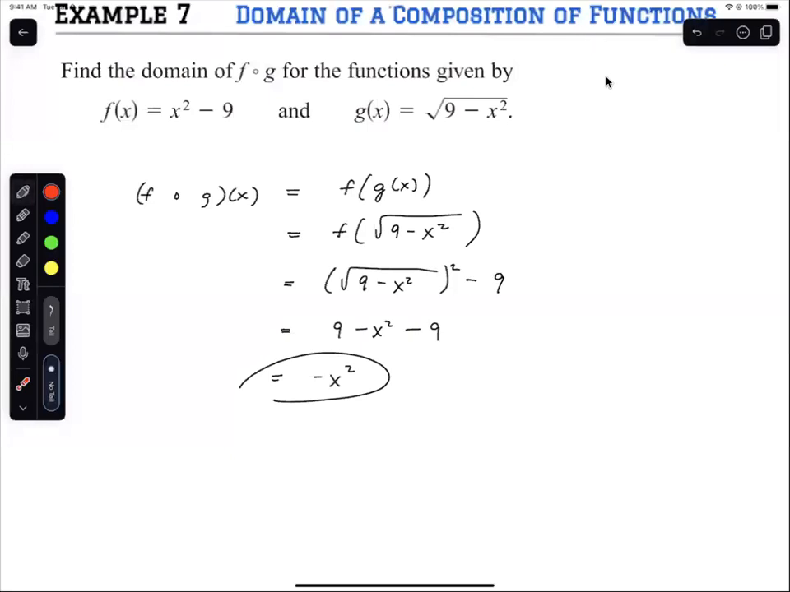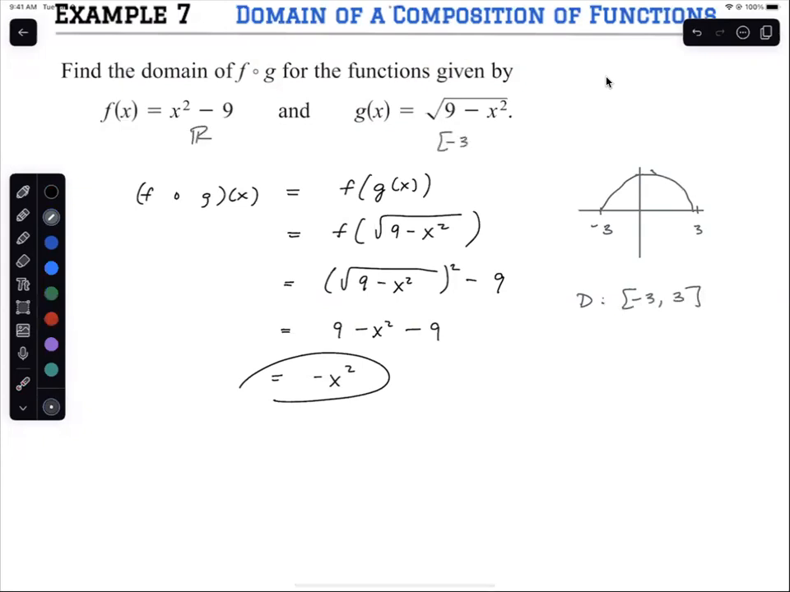So this actually is a graph that we did in another section. It's a semicircle. If you graph it in Desmos or on your graphing calculators, it's basically 3, -3, 3. It's a semicircle that looks like this. So the domain of this is just -3 to 3. So even though this is all real numbers, negative infinity to infinity, this is -3 to 3.